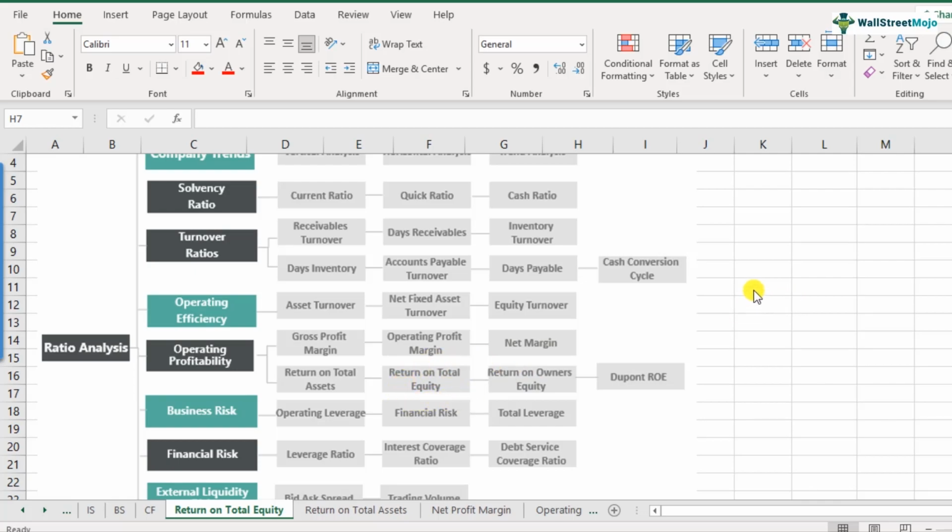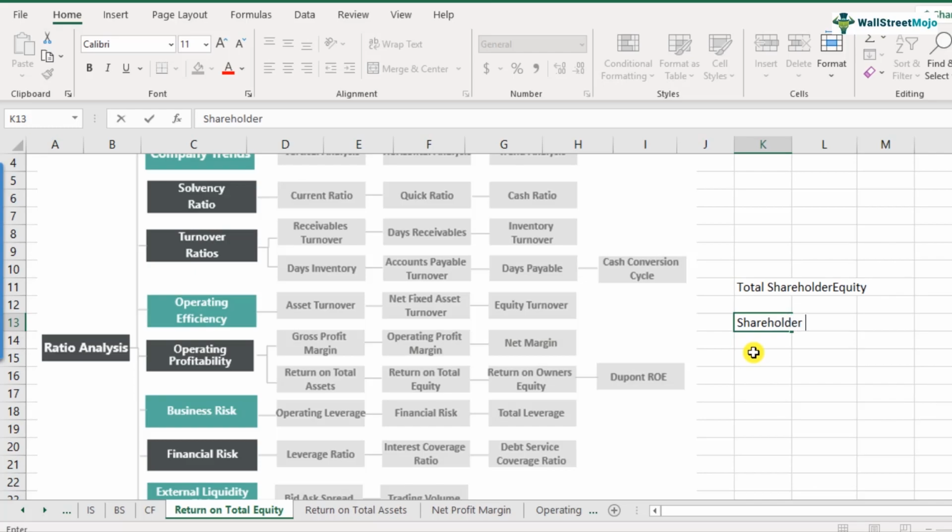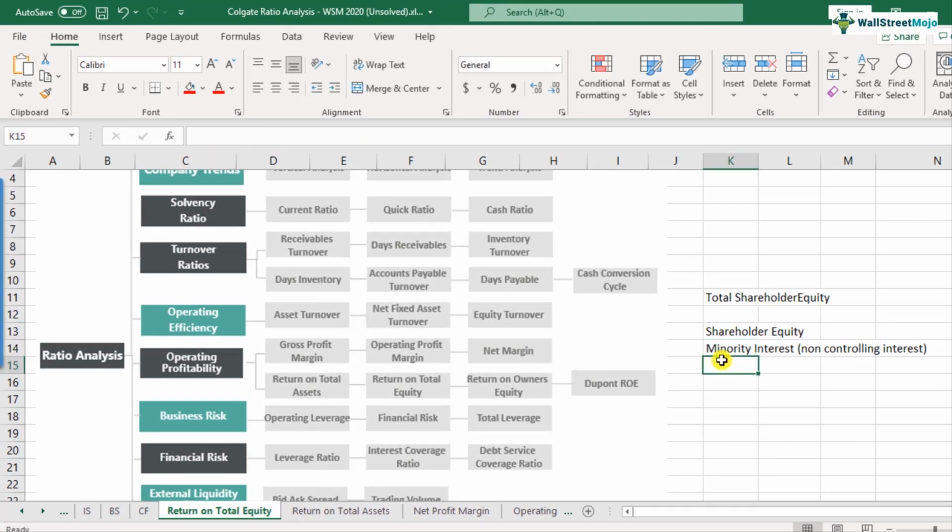When you are looking at a consolidated balance sheet, the total shareholders' equity comprises two types of equity. One is called shareholders' equity, and the other is called minority interest, which is also called non-controlling interest. So when we look at the total shareholders' equity, we have to consider both, not only the shareholders of the company, but also the minority shareholders.